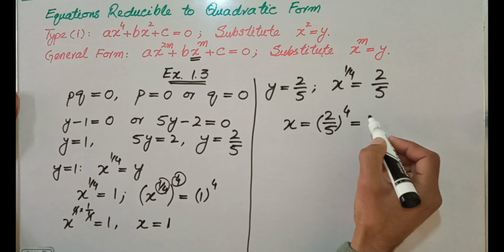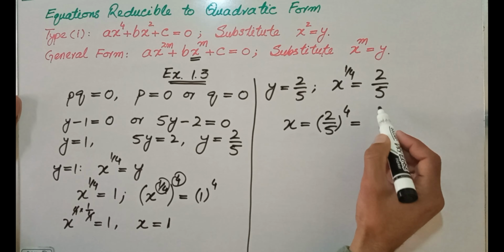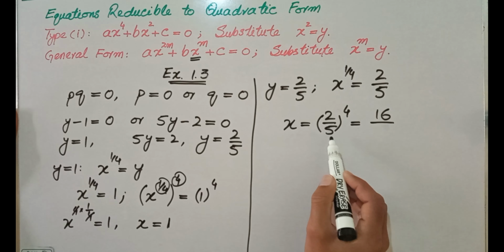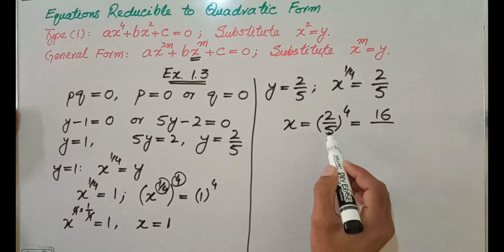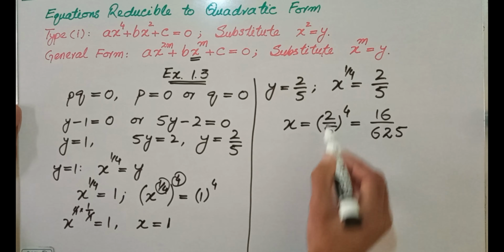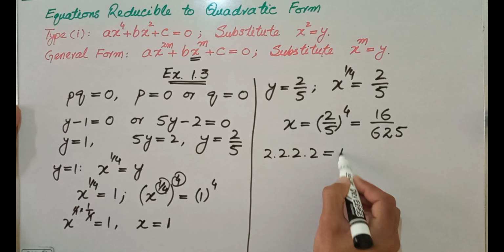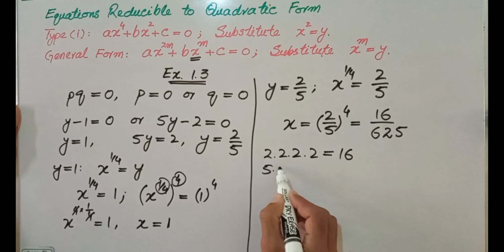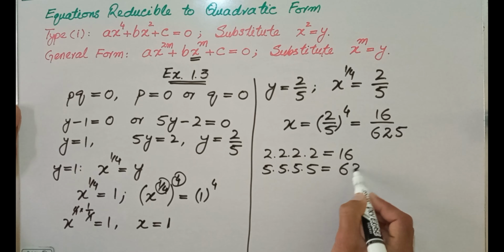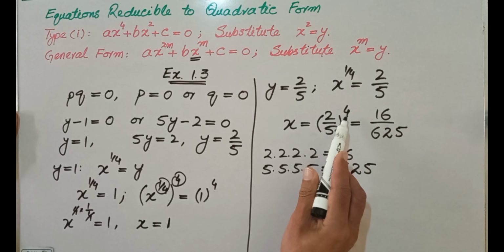When we take 2 power 4, it means 2 into 2 into 2 into 2. 2 is multiplied 4 times, which is 16, and then 5 multiplied 4 times, we get 625. That is 2 multiplied by 2 multiplied by 2 multiplied by 2 is 16, and 5 multiplied by 5 multiplied by 5 multiplied by 5 is equal to 625. Power means we will multiply the number that many times.